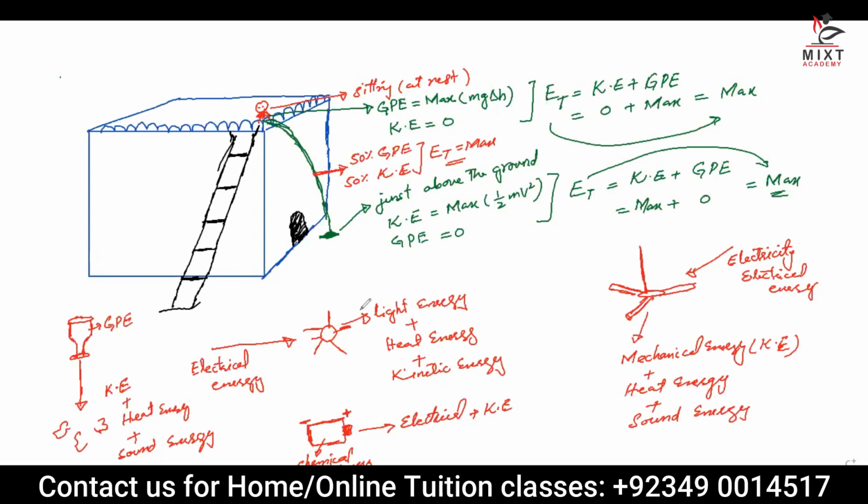Now similarly, you know the dams. Dams store the water, so it has gravitational potential energy. When they release the water, it first converts into kinetic energy, and then electrical energy, and some heat is also produced in the water. Heat energy will also be there. So these are all the examples which are coming into your papers, the conversion of these energies.